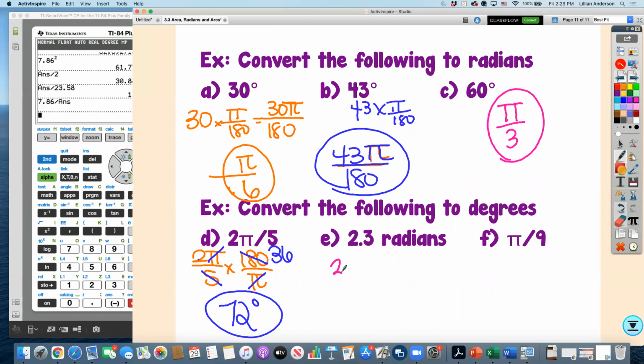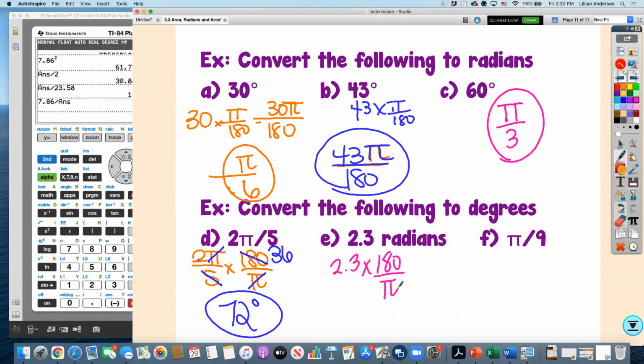Now, 2.3 radians, even though it doesn't have a pi, doesn't mean you can't still convert it into a degree. It's just this time your answer is going to have a decimal, because if you're given a radian as a decimal, your output is going to be a decimal for your degree. So what's 414 divided by pi? Yes, give me a decimal for the degree.